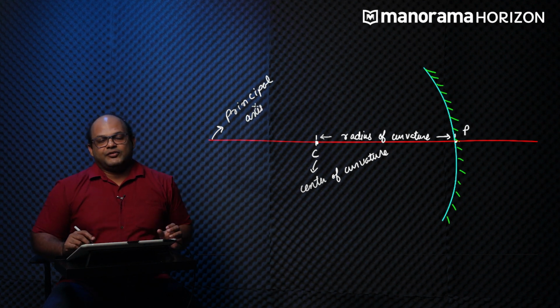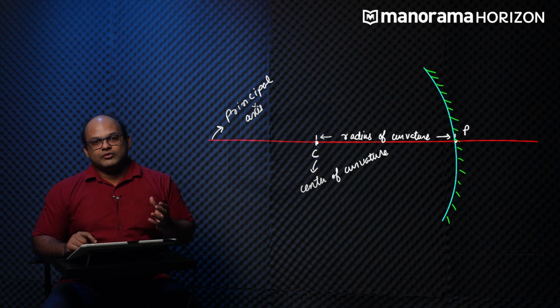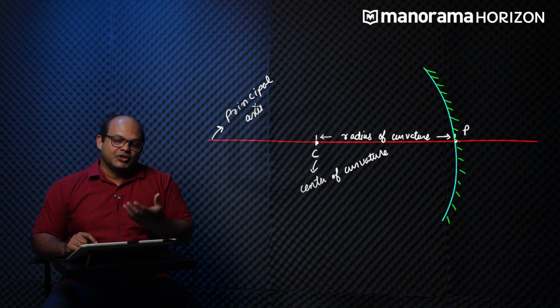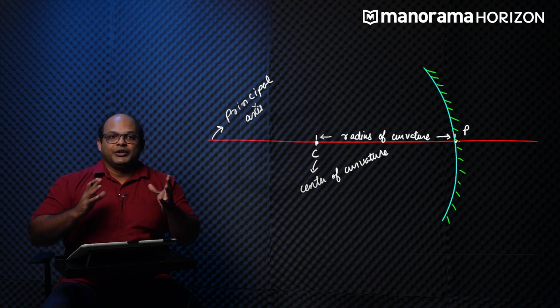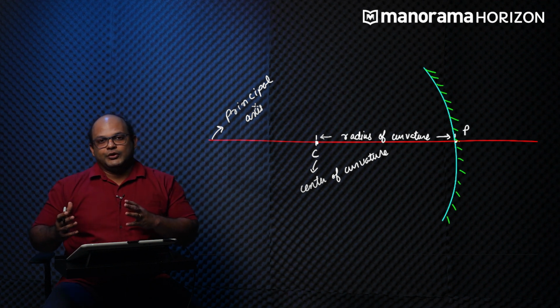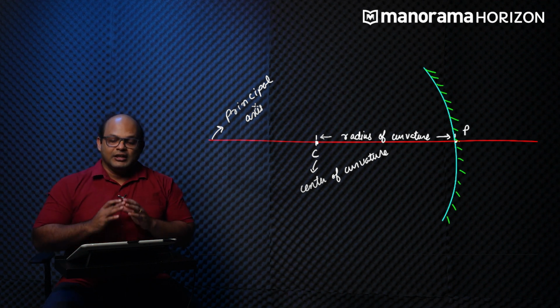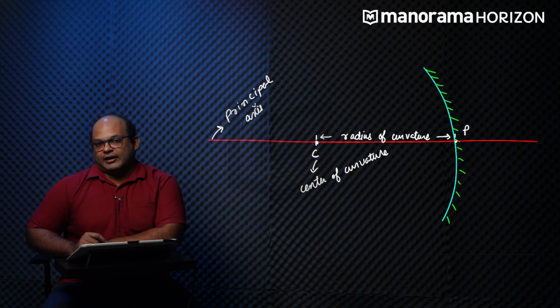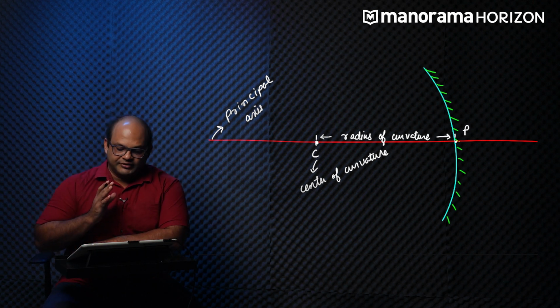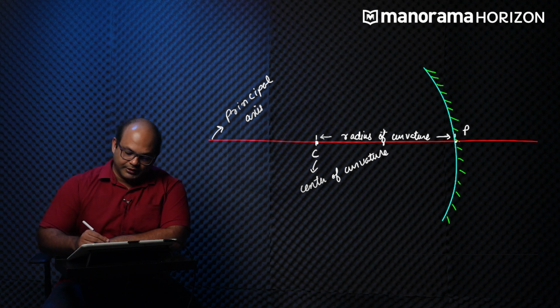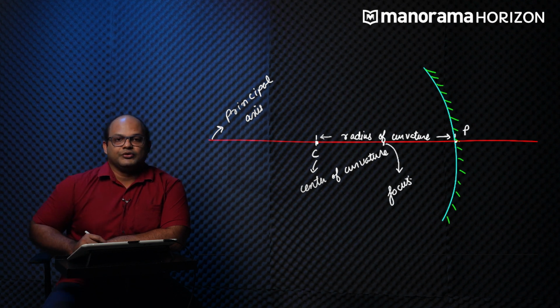The principal axis is the reference that we use for all things: the distance of the object from the mirror, the distance of the image from the mirror, the orientation of the image with respect to the object. All of these measurements are done with reference to the principal axis. Now, halfway between the center of curvature and the pole of the mirror, we have another important point, and this point is what we call our focus.